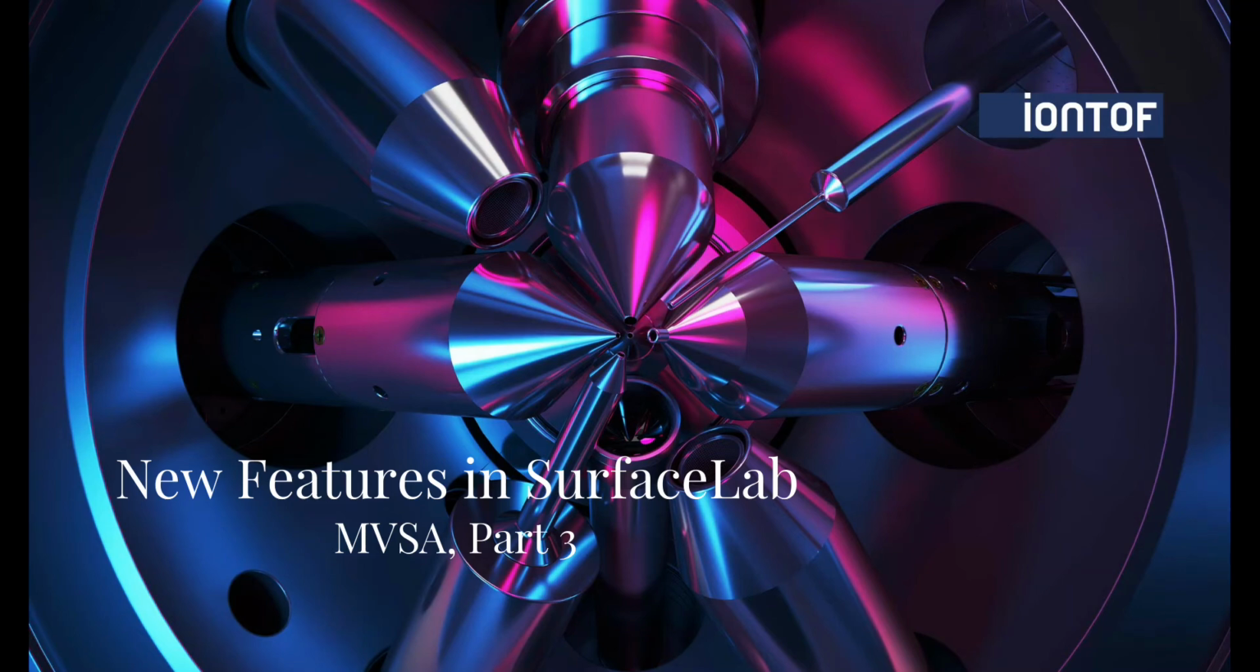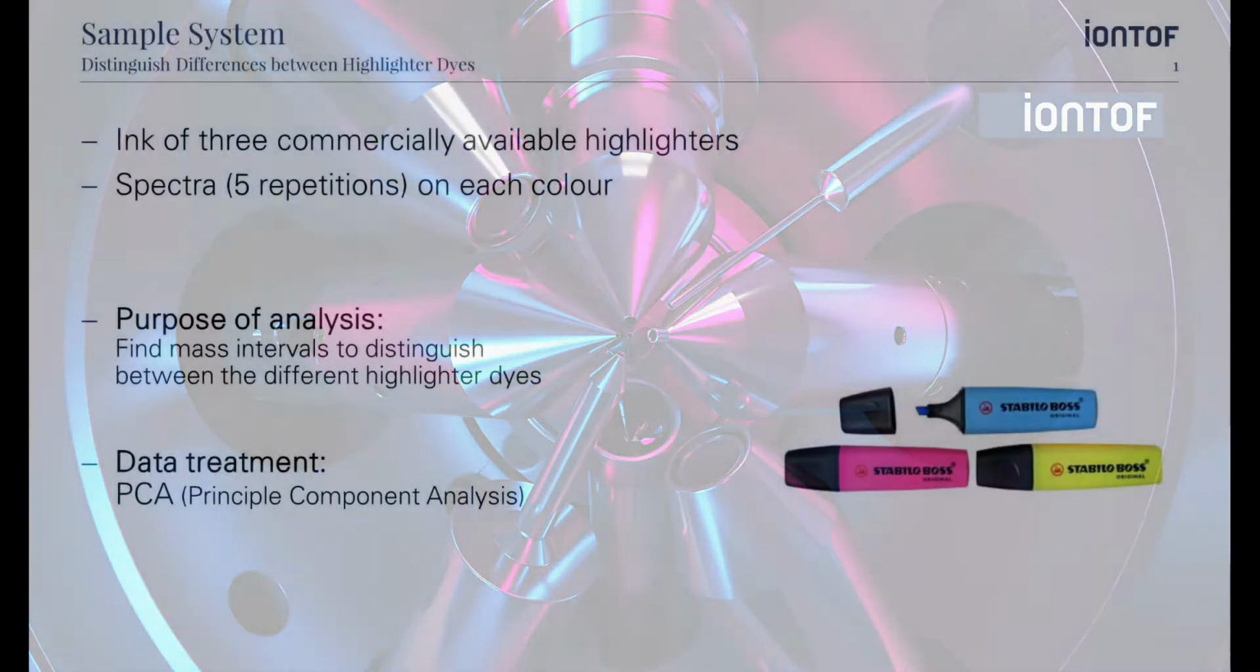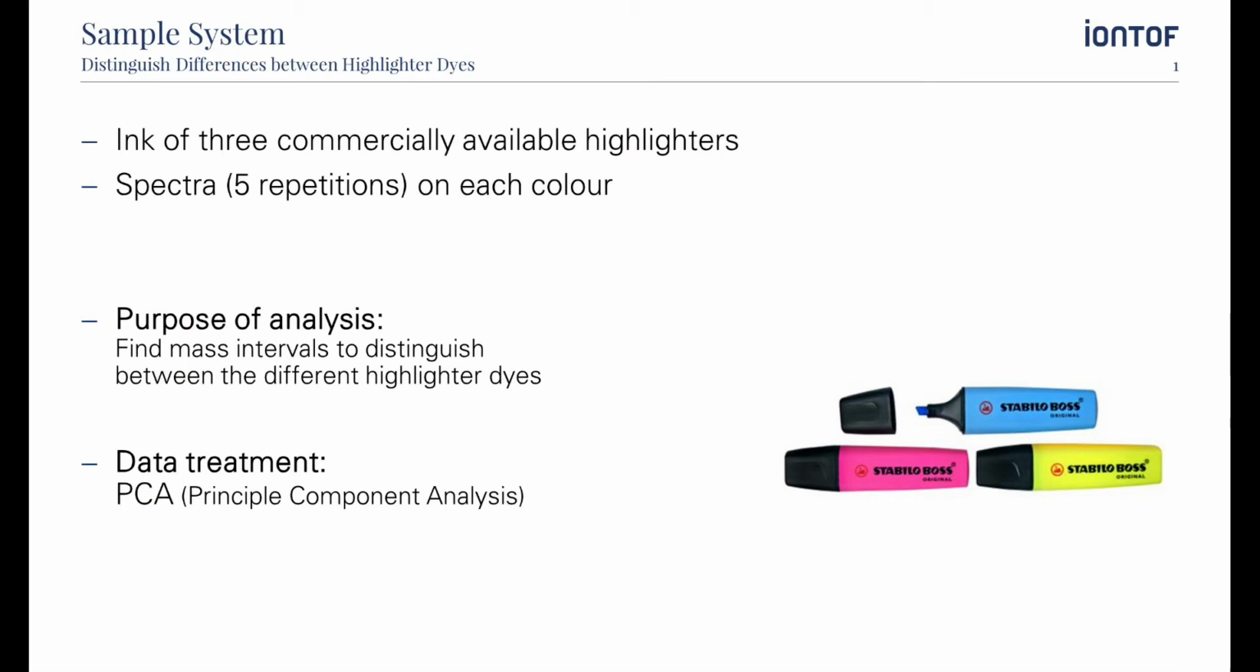My name is Julia and today I would like to show you how to do MVSA on spectra. For our experiment we have prepared 3 commercially available highlighters in different colors on a substrate and acquired spectra with 5 repetitions on each color. After the analysis you will end up with 15 data sets and hundreds of mass intervals. The goal is to find mass intervals to distinguish between the different highlighter dyes, and PCA will help us to do that.